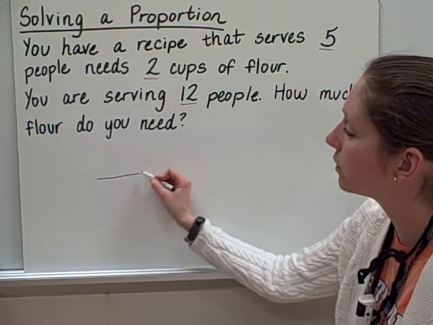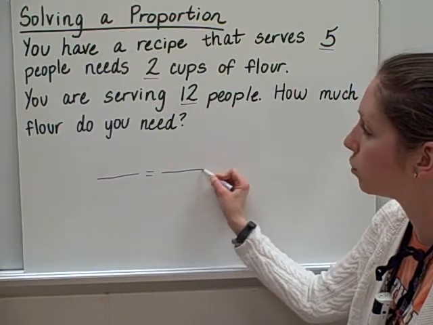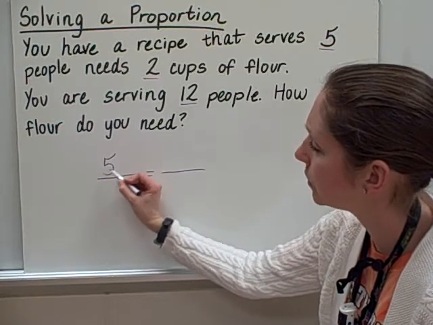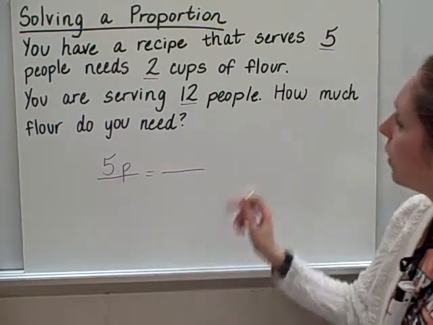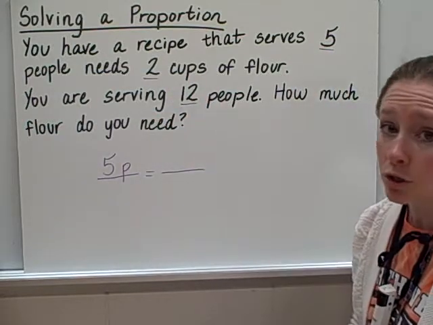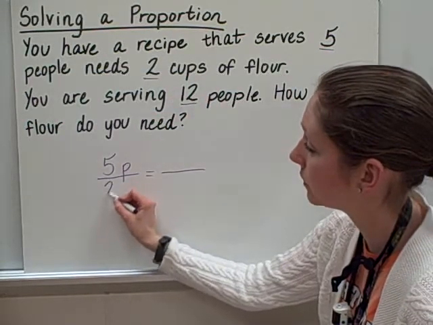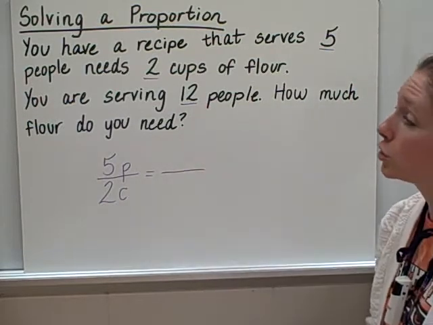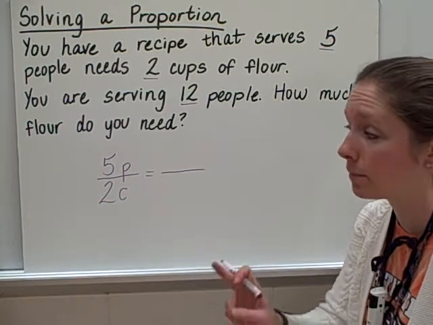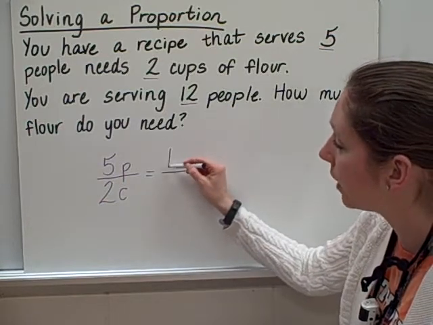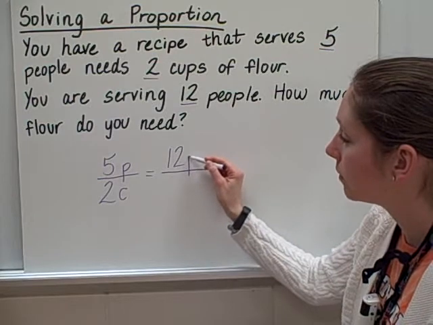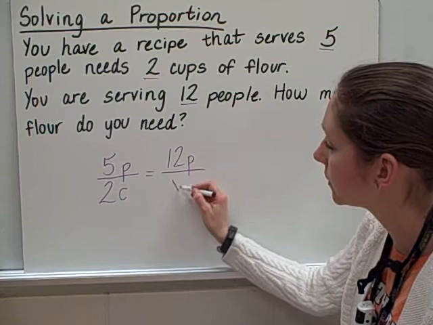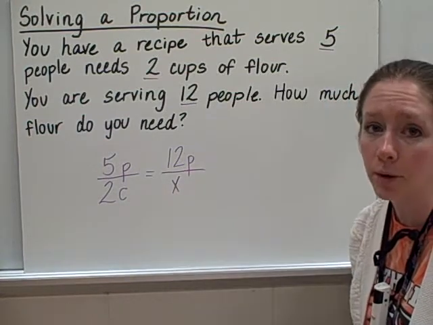So let's set it up. Again, there's more than one right way to set it up, but here's one way. I could put 5 people, I'm going to use P for people, on the top. Well, 5 people need 2 cups of flour to make the recipe, so I'm going to put 2C for 2 cups. When I decide to put the 12 people somewhere, I'm going to have to make sure that it matches. So 12 people has to go on the top because I've got people on the other side on the numerator. So here's my X. I'm solving for cups of flour.